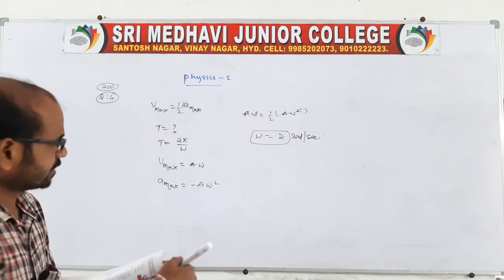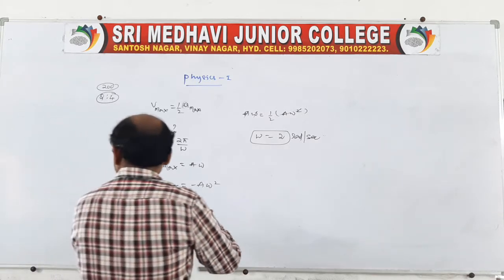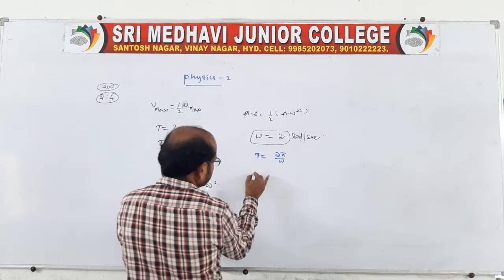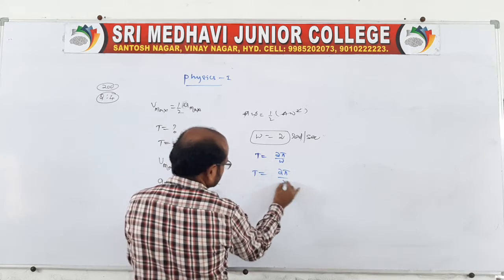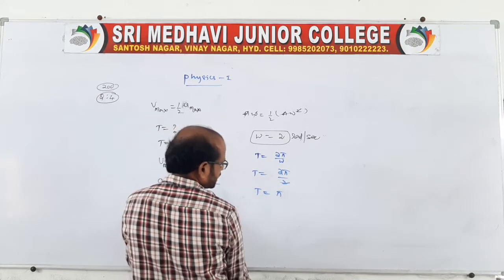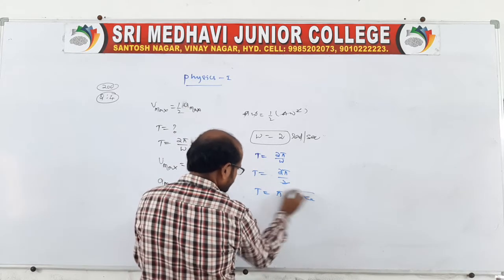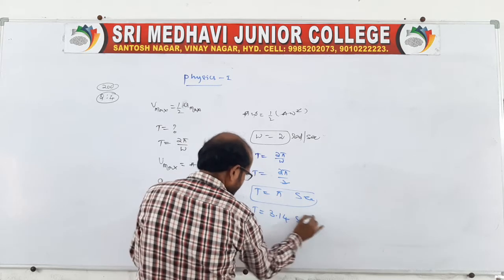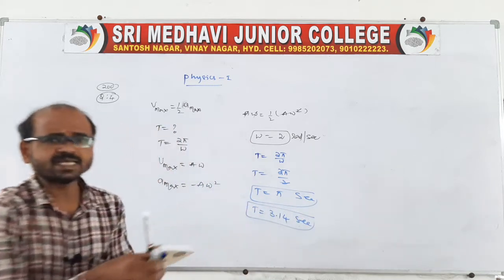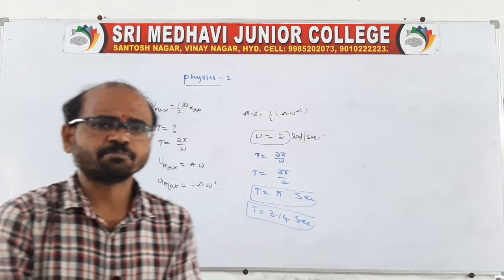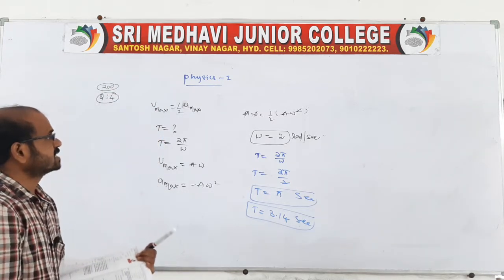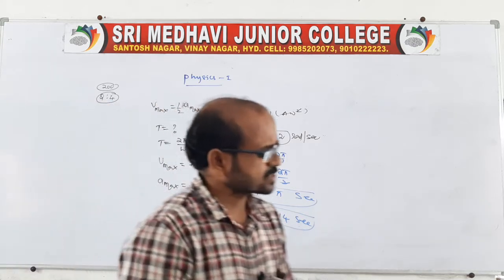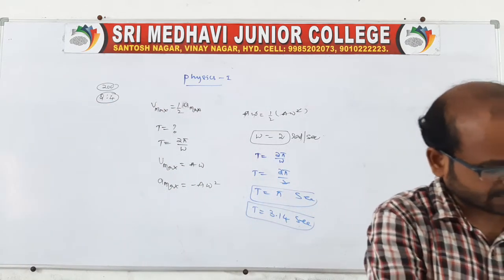Now we know the omega value, so we can get the time period. The formula is T is equal to 2 pi by omega. T is equal to 2 pi by 2, which cancels to pi seconds. Of course, we can also say pi is 3.14, as I told you in the previous class. This is the time period. This is one question based on velocity and acceleration.